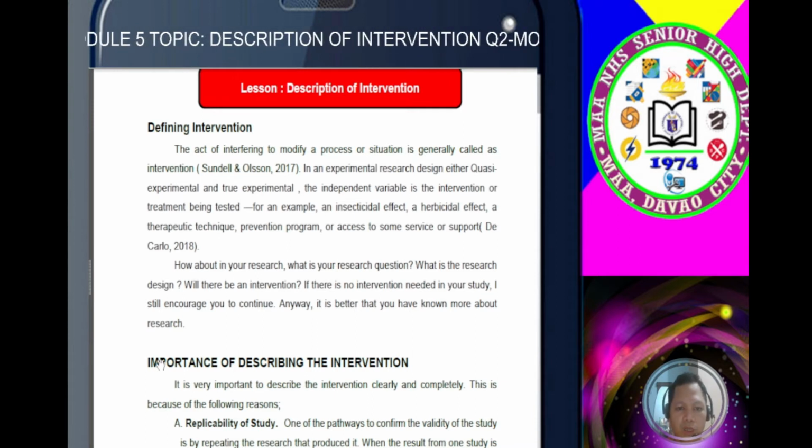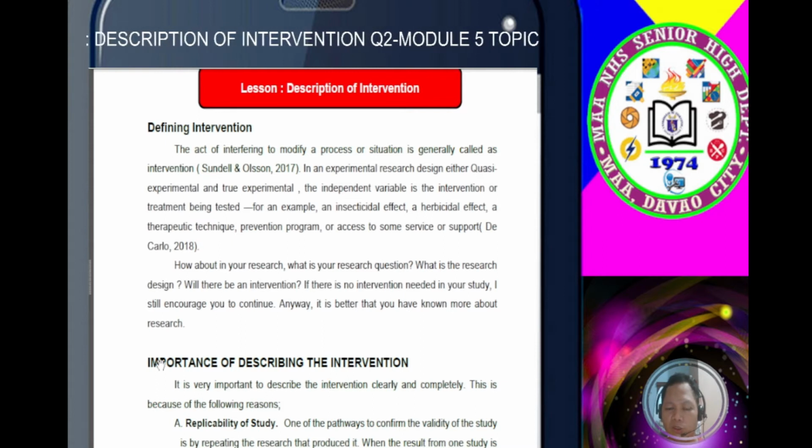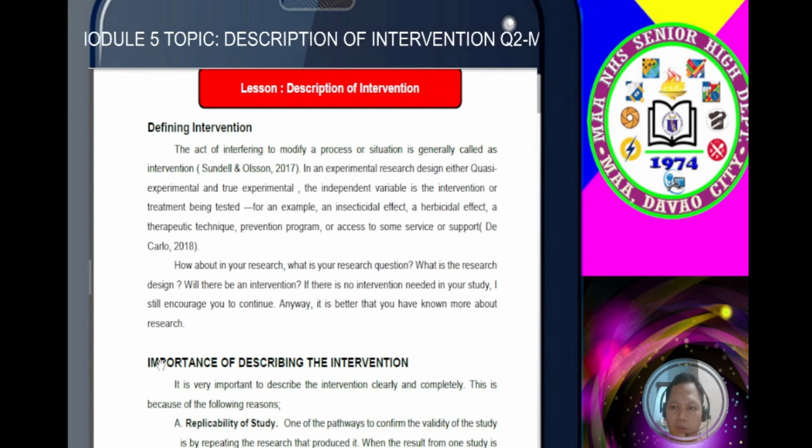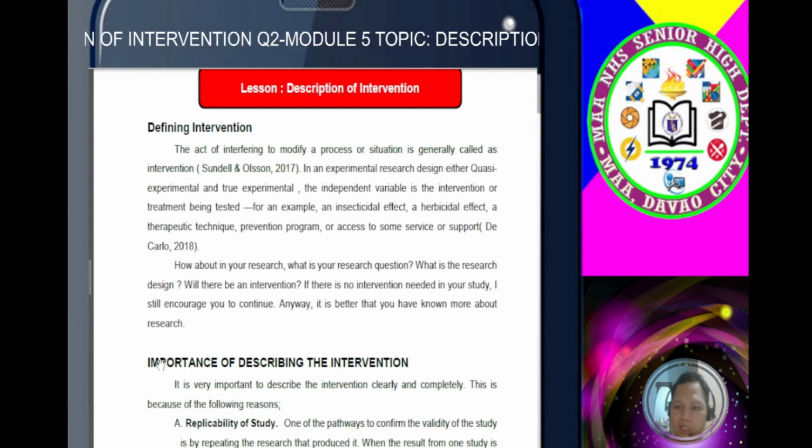How about in your research? What is your research question? What is the research design? Will there be an intervention? If there is no intervention in your study, I encourage you to continue anyway, because it's better that you know more about research. As I said earlier, intervention is only for experimental research design. If your study uses descriptive, correlational, or comparative design, you will have no intervention in it, because it falls in the non-experimental type. This is only applicable for experimental research design.